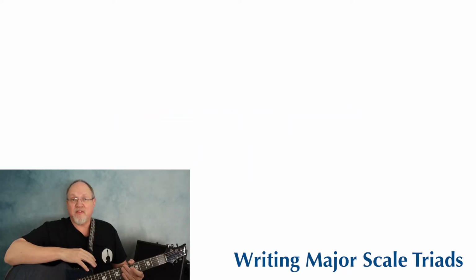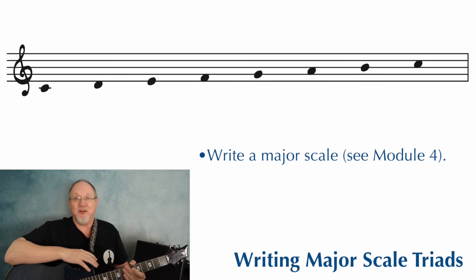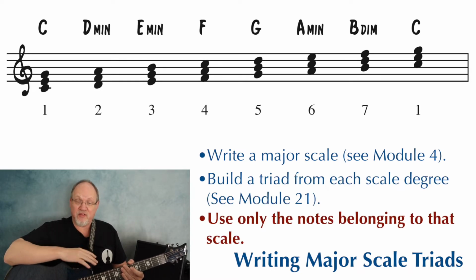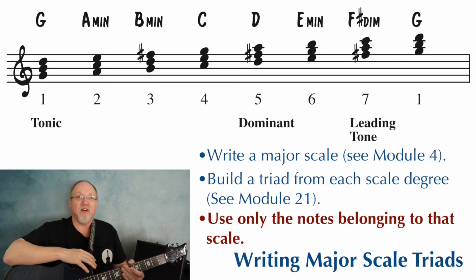Here's how you build triads from a major scale. First, you write the major scale, and then you build a triad, in other words, stacking those notes in thirds using only the notes that belong to that scale. For example, if you're in the key of G major, which has an F sharp, any F in any chord is going to be F sharp.